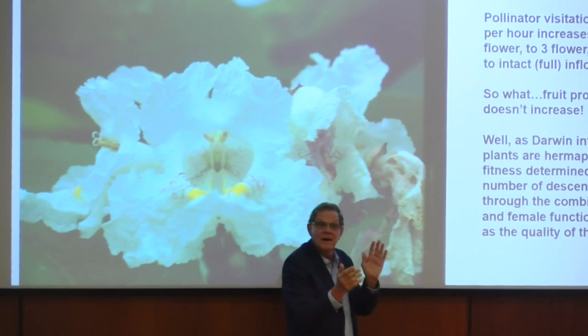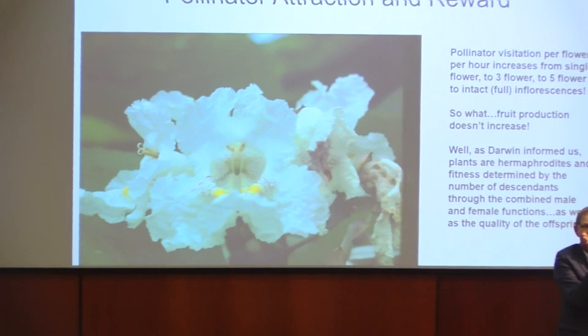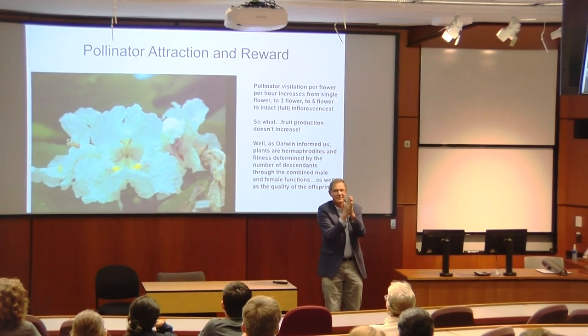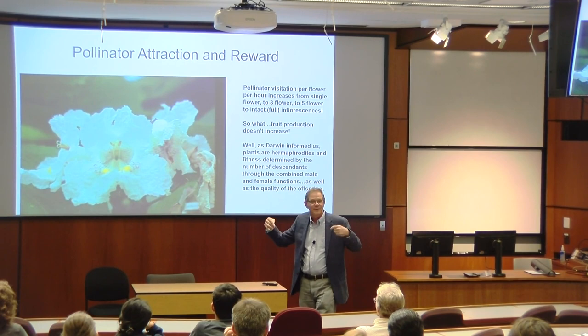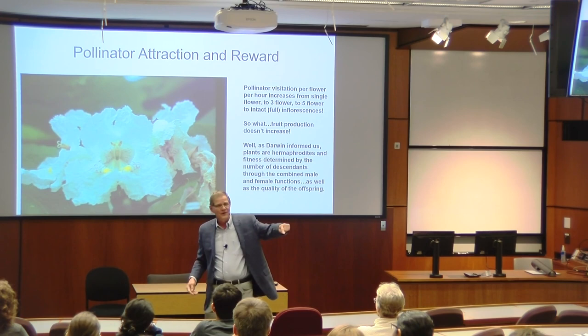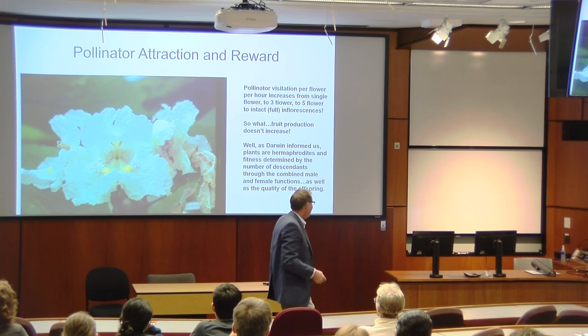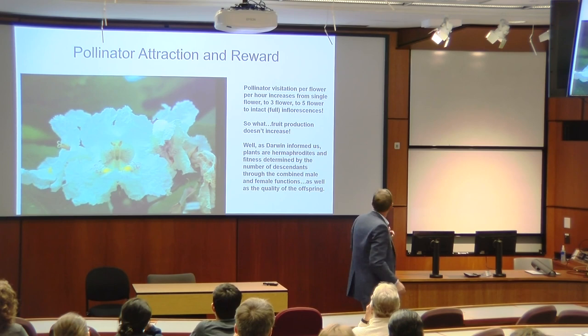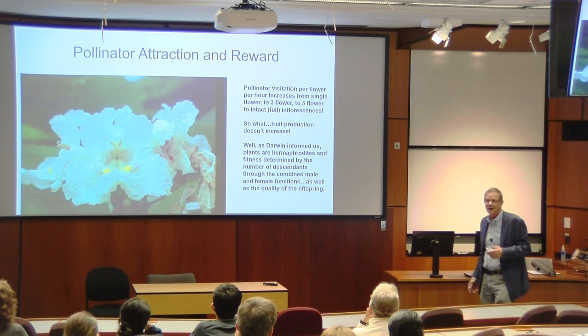When a bee comes in during the day, or the hawk moth at night, and deposits pollen on the stigma, it'll close up. So what I was able to do is mark flowers that have a split stigma in intact inflorescences and smaller inflorescences that I manipulated, and just walk around all day running this trap line from flower to flower to flower that I marked, and I found that pollinator visitation per flower per hour increases from single flower to 3 flower to 5 flower to intact inflorescences.